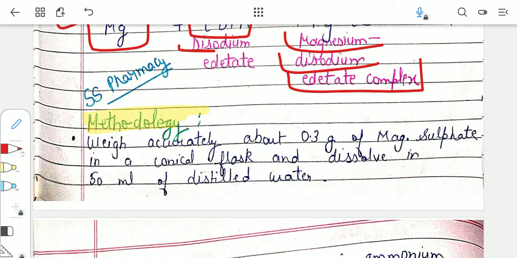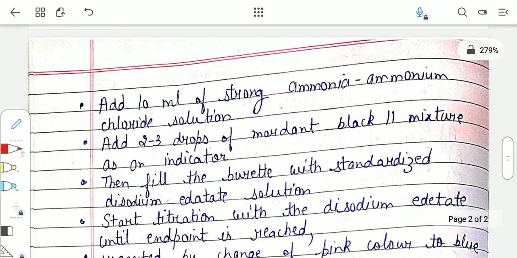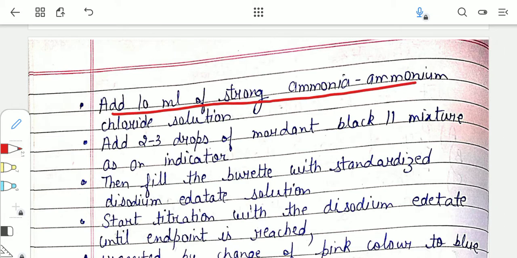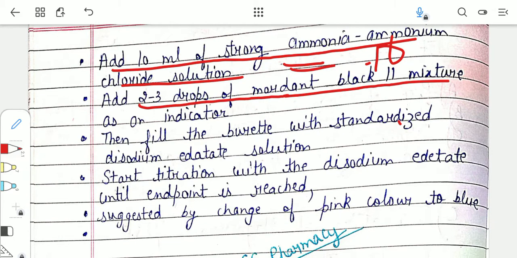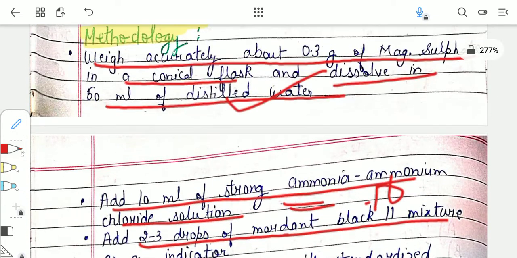So what we have to do, we have to weigh accurately about 0.3 grams of magnesium sulfate in a conical flask and then dissolve in 50 ml of distilled water. So here we have simply taken our sample and then dissolved it in the required quantity of water, and then we will add 10 ml of strong ammonia ammonium chloride solution. Again, this is to maintain the pH at around 10, and then we will add 2 to 3 drops of our indicator, which is Mordant Black 2 mixture, and then we will fill the burette with standardized disodium acetate solution, and then start the titration with disodium acetate until the endpoint is reached, which is suggested by change of pink color to blue. Okay, this is how the endpoint is determined. These are the basic steps of carrying out this titration.